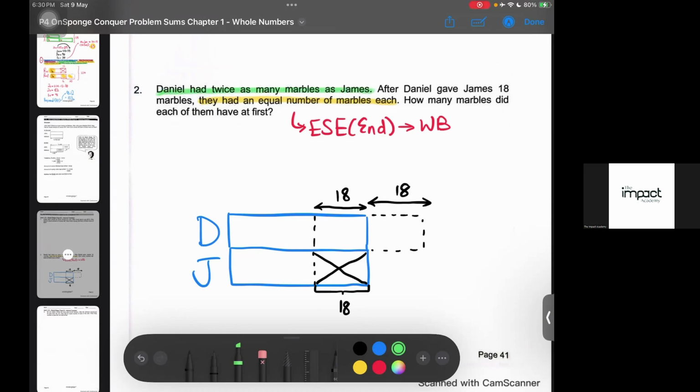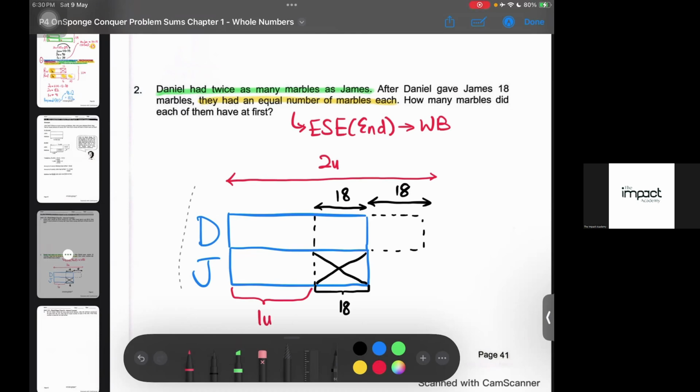Daniel had twice, right? That means to say Daniel now had 2 units. Agree or disagree? If Daniel had 2 units, then James has how many units? 1 unit. You all agree or disagree? Alright, so we're gonna put 1 unit over here. Is this something that y'all can understand?